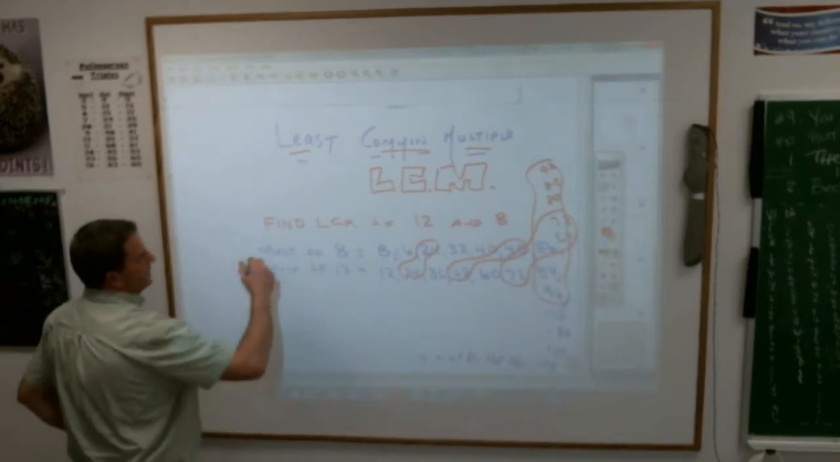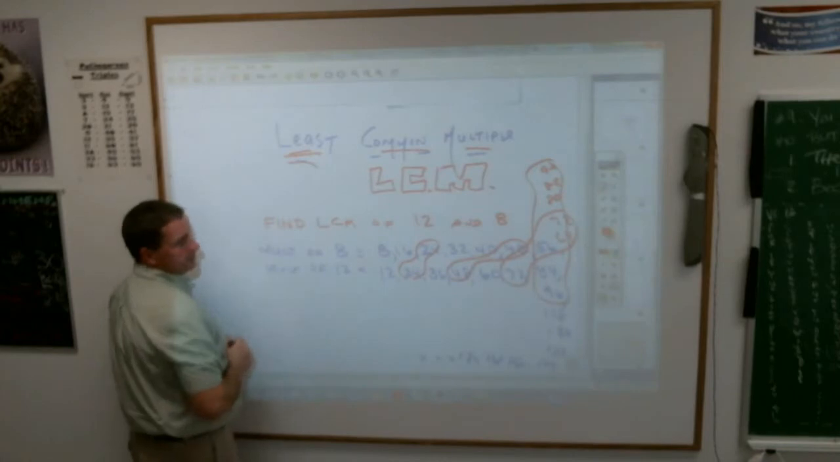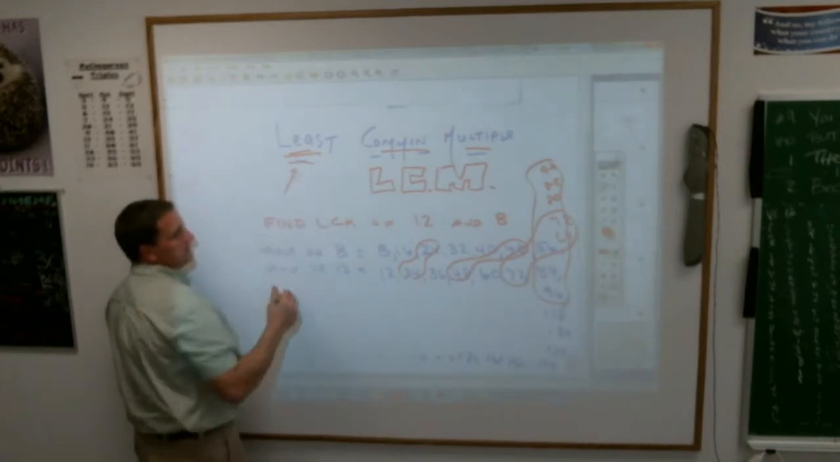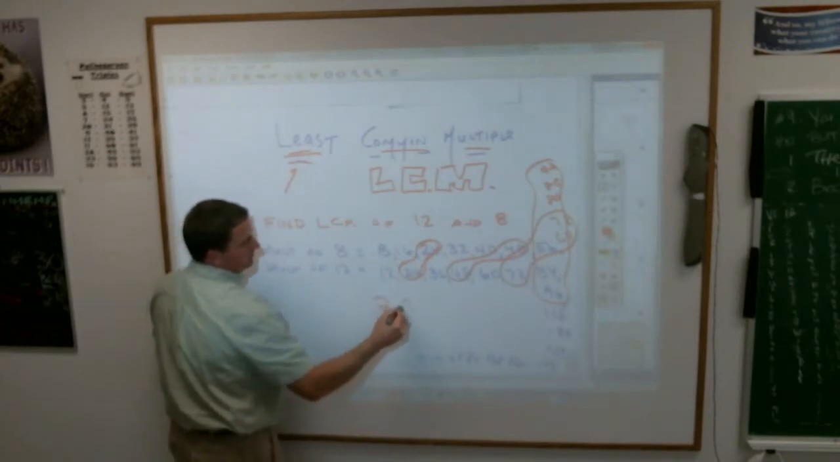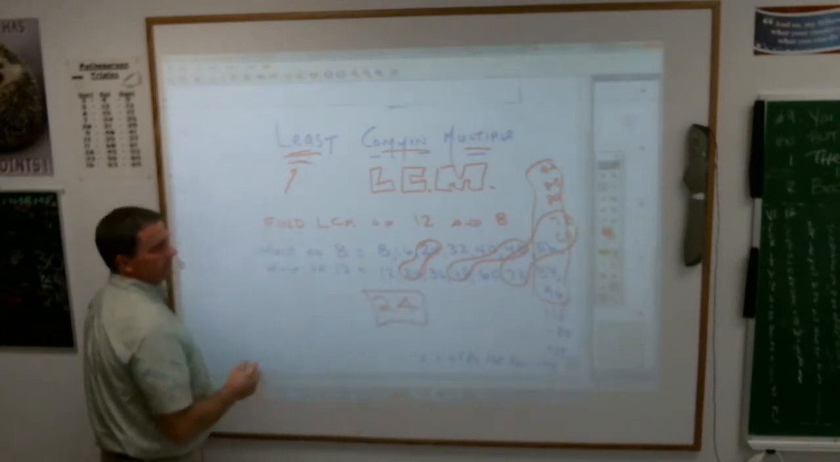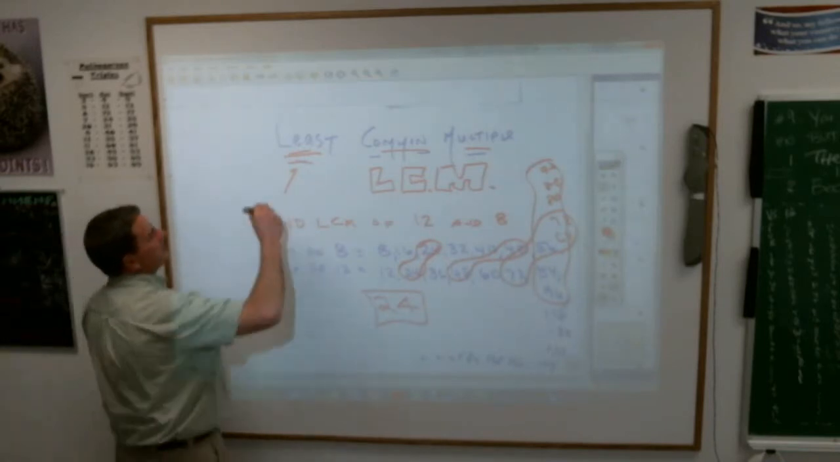That's why we narrow this down, not just with common multiples, but with the smallest common multiple. What is the least common multiple they have? 24. We've done this before? We probably did greatest common factor. That's what you guys were thinking of, factors. Okay, least common multiple, another one.